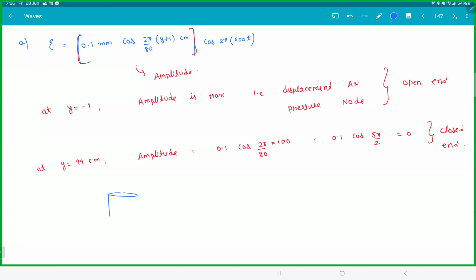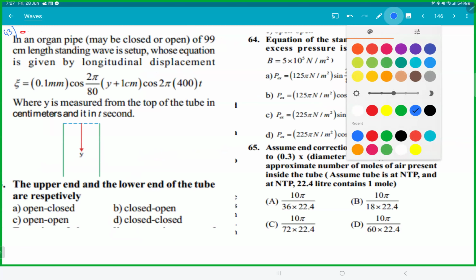And from the pipe, you can clearly see this is the point which is forming at y is equal to -1. This is y is equal to 99 centimeters. So this point is your end correction, 1 centimeter, which is 0.6 r. So the radius of the pipe is pi by 3 centimeters. And that's the first thing. So it's an open closed.